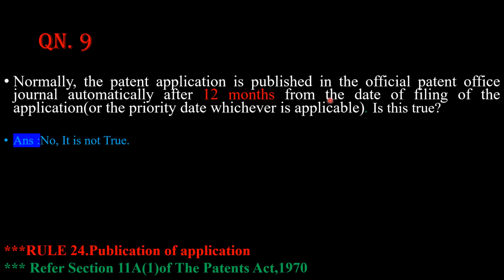Question number 9. Normally, the patent application is published in the official Patent Office Journal automatically after 12 months from the date of filing of the application or the priority date, whichever is applicable. Is this true? That means read the statement and tell me, is this statement true? No. The answer is no. This statement is not at all true because the time period mentioned here is very much wrong. Actually this time period would be, let me write the correct one. This will be 18 months.